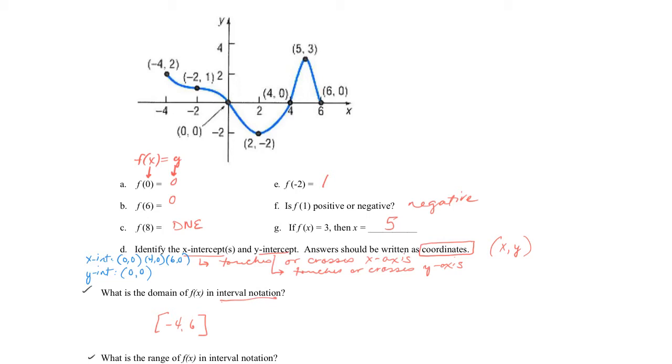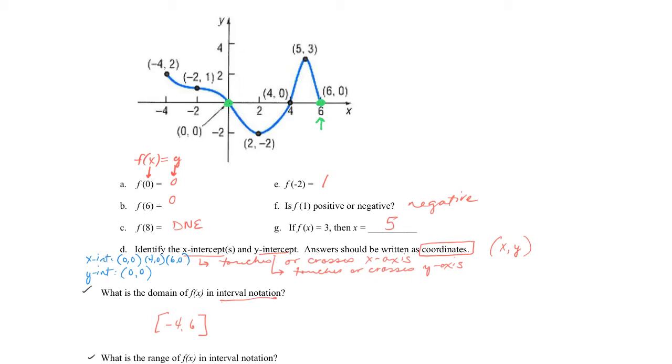So for part A, f of 0 is equal to 0. So I'm looking at, okay, where is the point that, if x is equal to 0, what's the y value? And so you can see if x is 0, y is 0, that's the point 0, 0. f of 6 is also equal to 0. So when x is equal to 6, so here's where x is equal to 6, I can see I have a y value of 0.